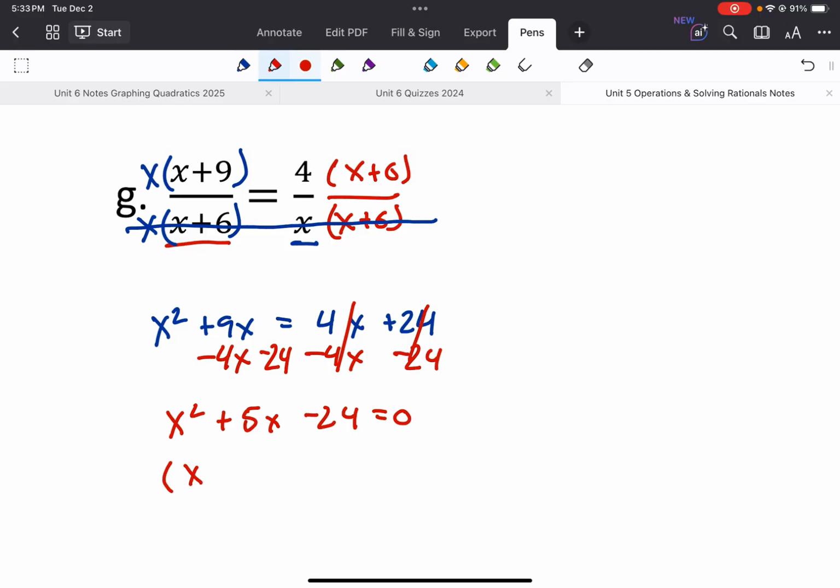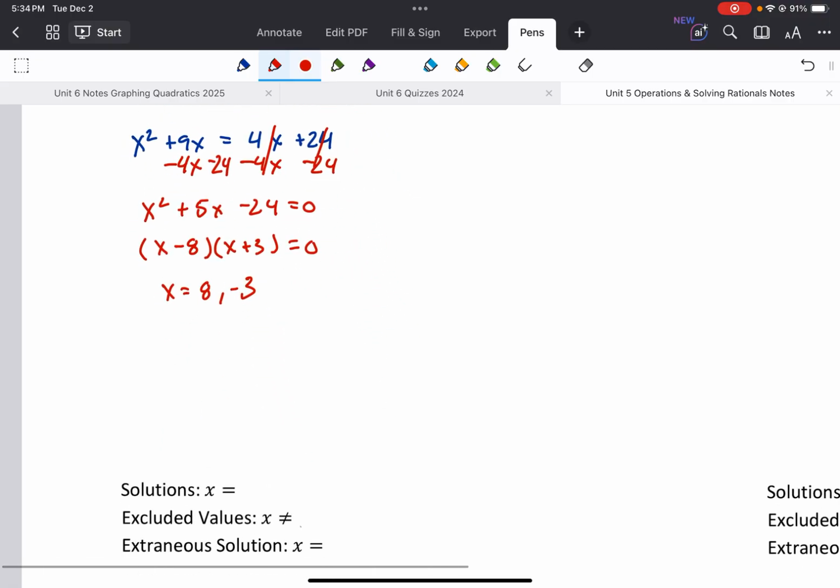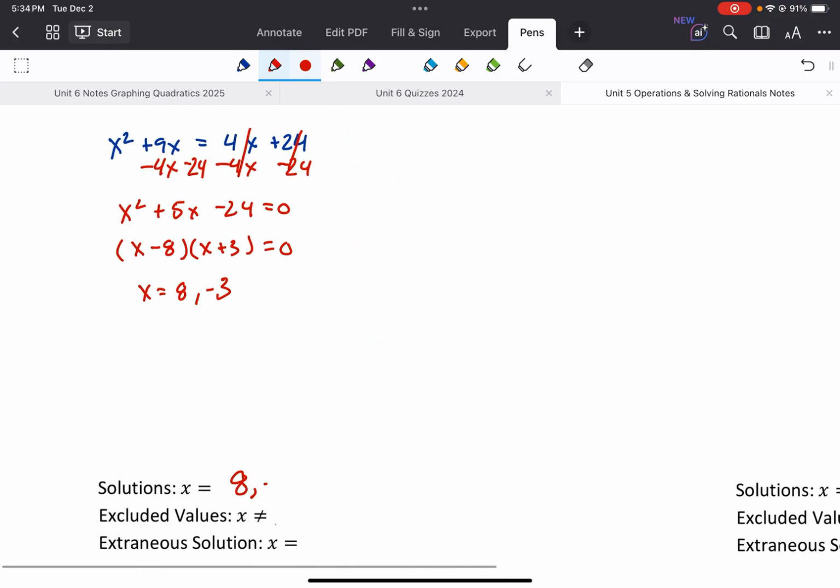Okay, so perhaps, I probably need a little bit more space for that. We could try negative 8 and a positive 3. That should work. Okay, so our solutions are 8 and negative 3. Try that one more time. It's a little better. Okay, so we'll write that down, 8 and negative 3.